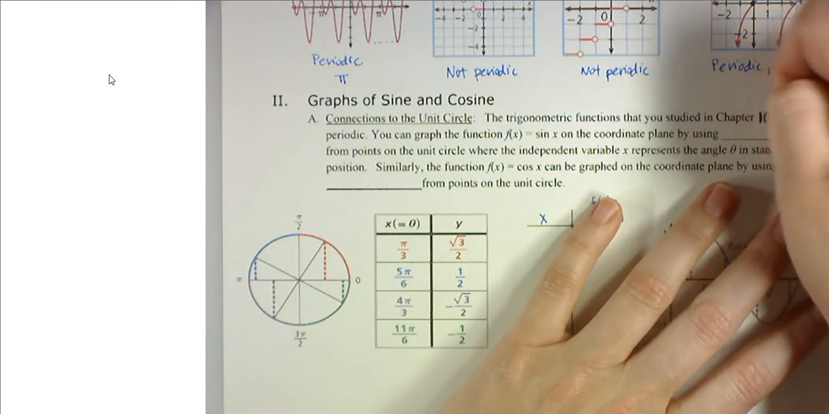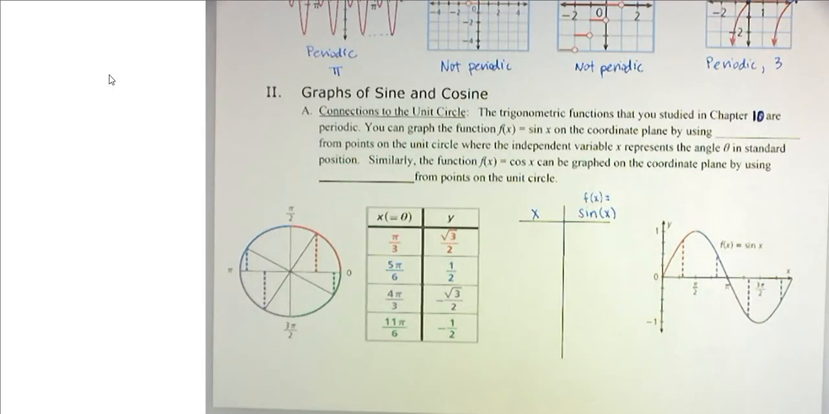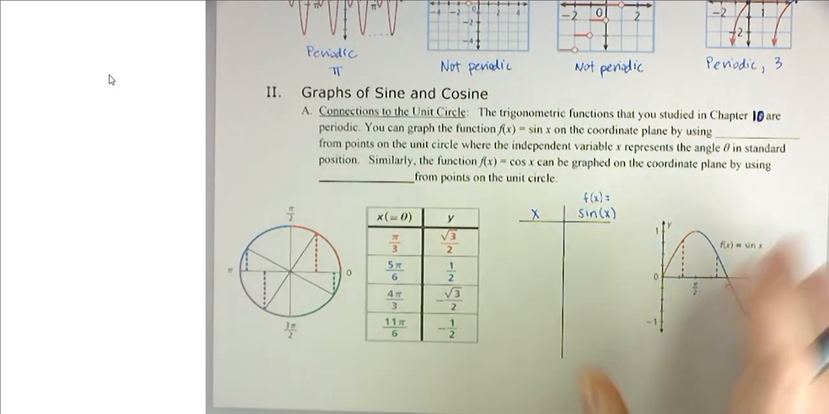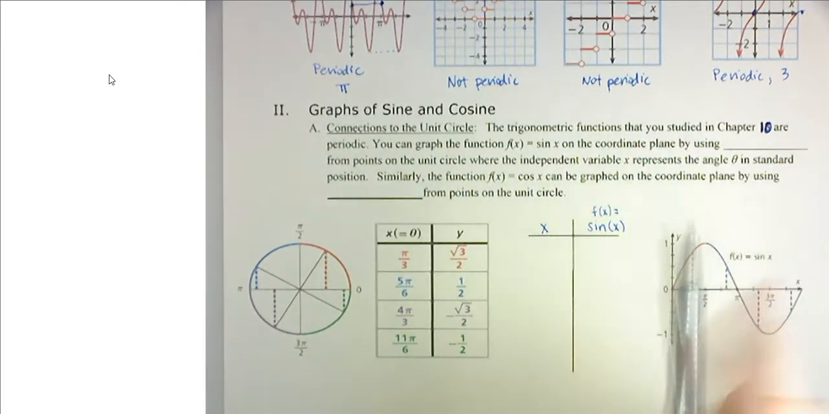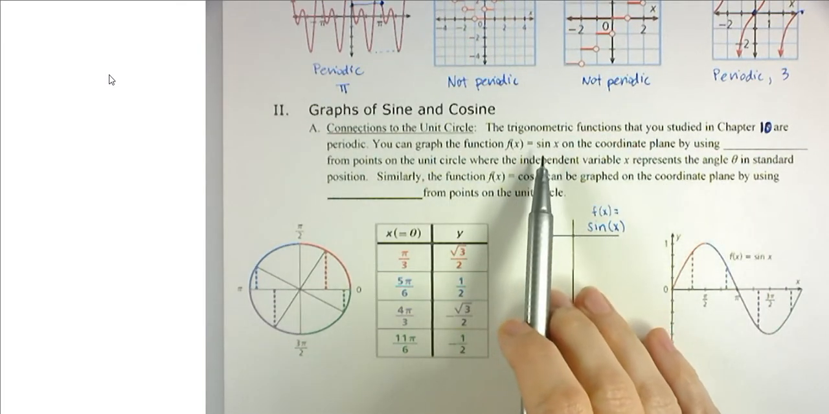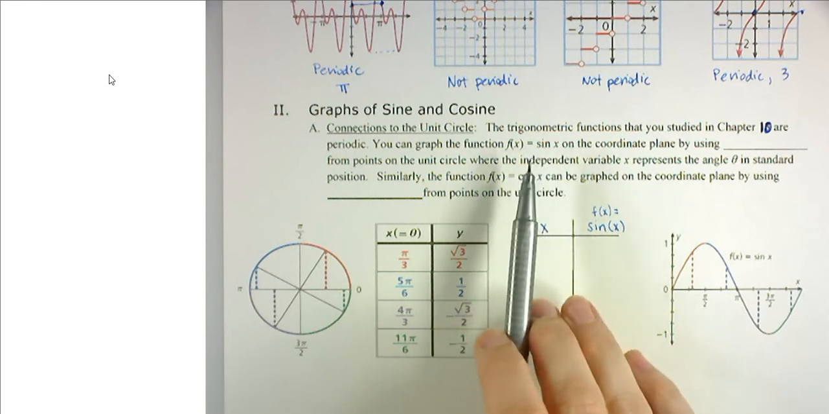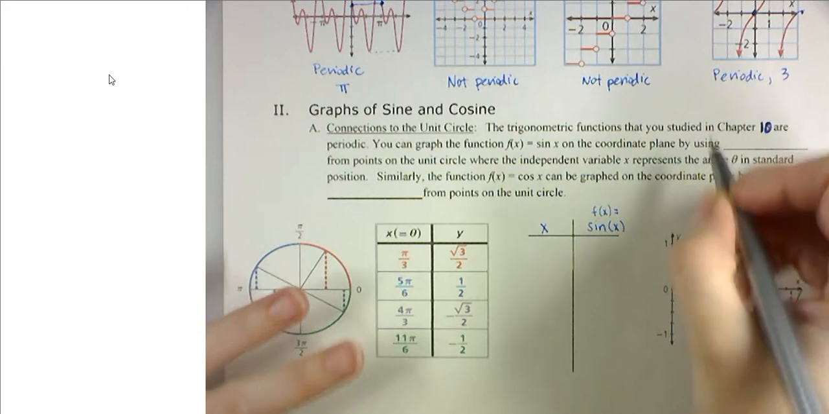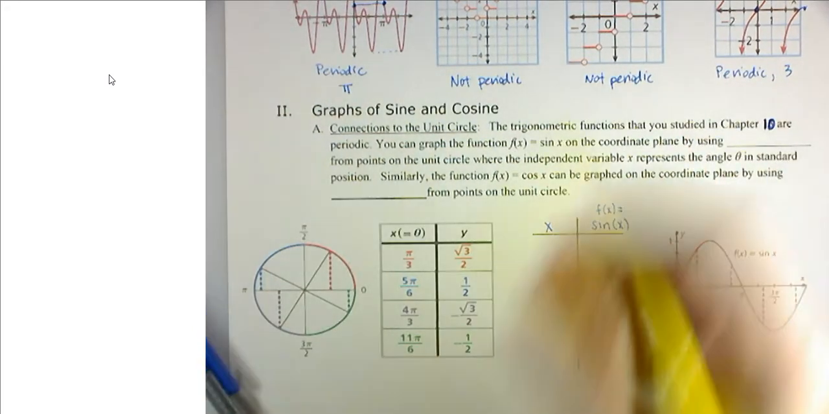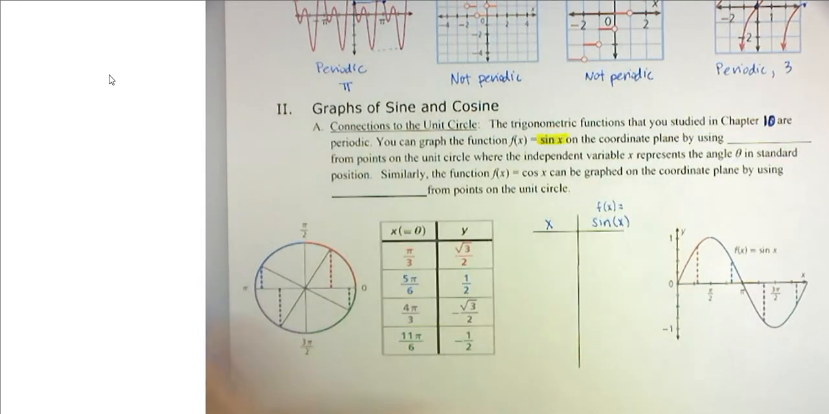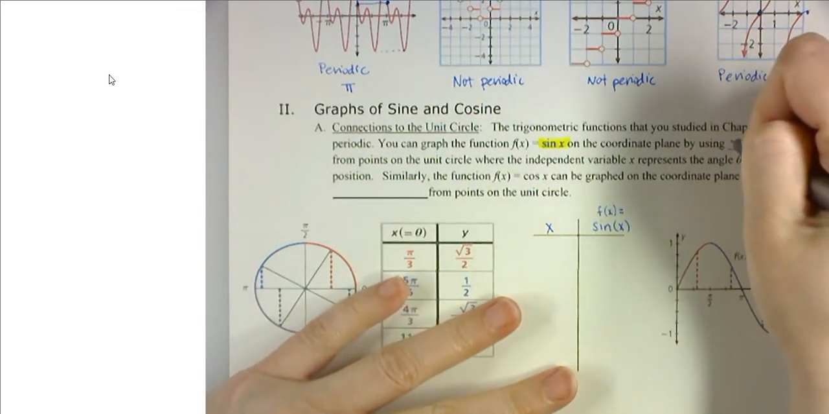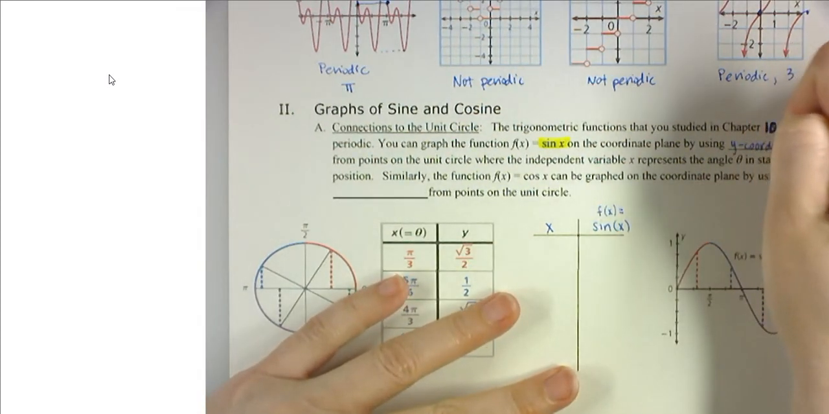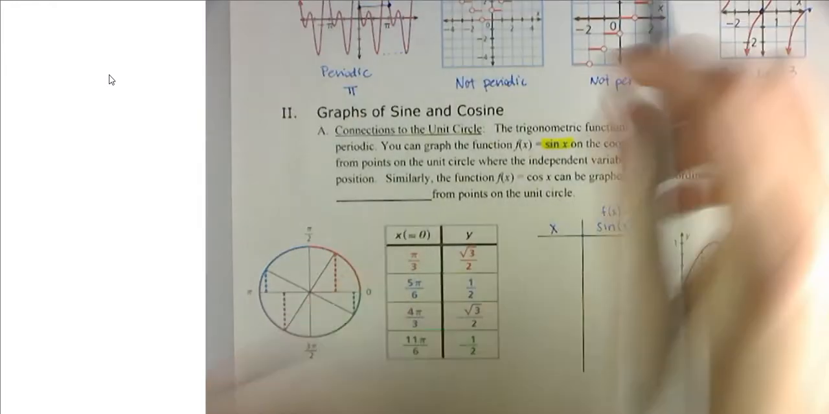Those are periodic. So you can graph the function sine of x on the coordinate plane by using your points from the unit circle. In this case, for the sine in particular, remember that the sine were the y coordinates. So you can use the y coordinates from the points on the unit circle, where the independent variable x represents the angle theta.